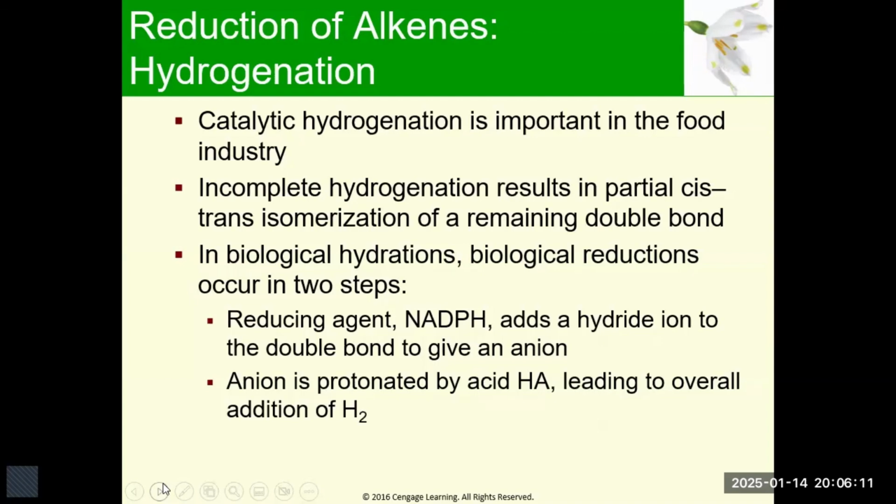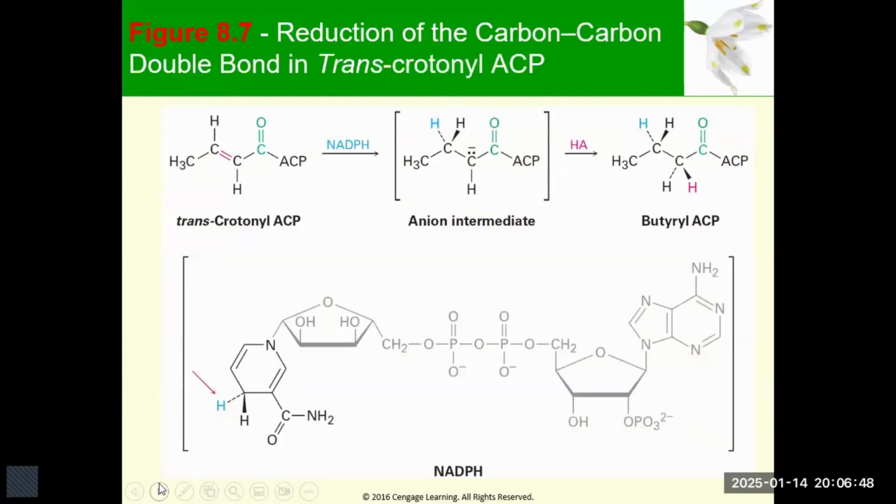All right, so this is very important in the food industry. Incomplete hydrogenation results in a partial cis-trans isomerization of a remaining double bond. In biological hydrogenation, biological reduction occurs in two steps. It uses reducing agents. You guys, I'm sure you've seen NADPH, those who've taken general biology. It adds a hydride ion to the double bond to give an anion. And then the anion is protonated by the acid, leading to an overall addition of H plus. And so it's a little bit different biologically, but hydrogenation can happen in the lab as well as in biological processes.